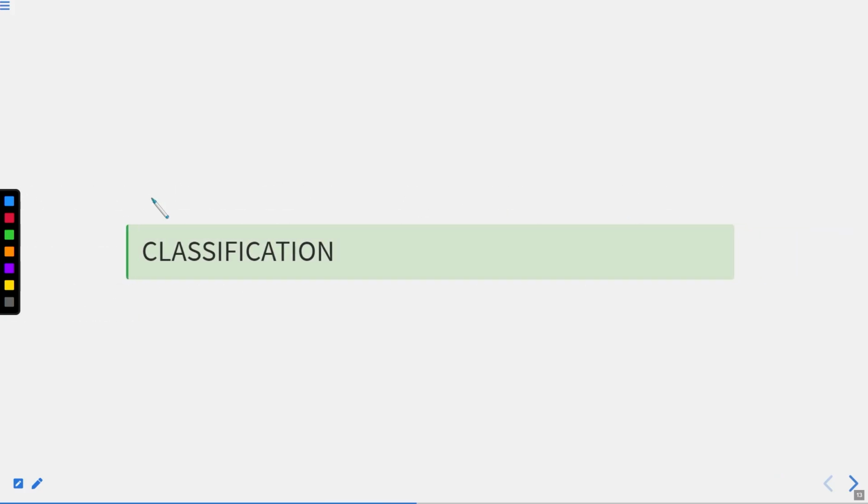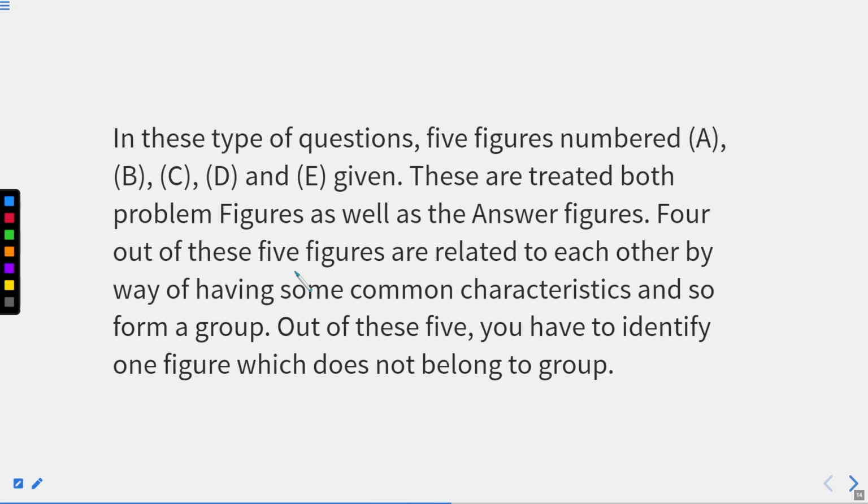Now we'll move to the second part of the same chapter, that is classification, right? In classification, we already read about multiple problems in the classification chapter, but now here we have non-verbal classification. So in this part of this chapter, we are going to deal with some questions. For that, we have some set of instructions first.